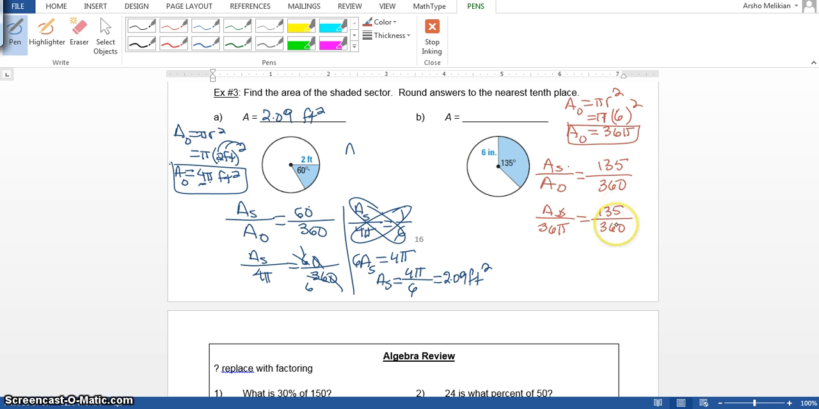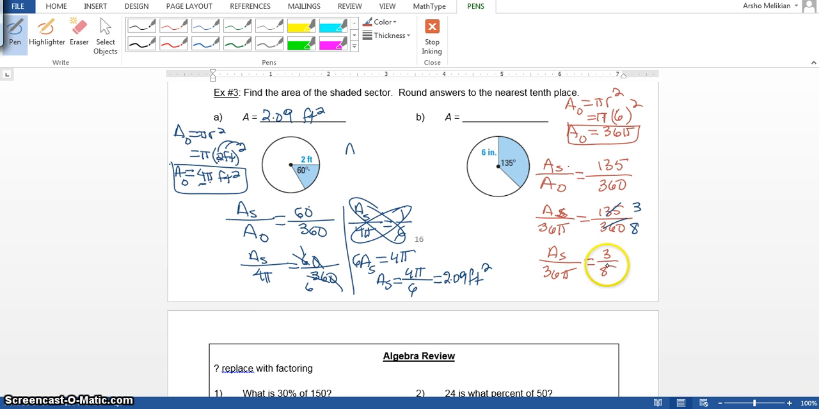This is area of the circle. We need to now simplify, reduce 135 over 360. And it turns out you can divide top and bottom by 45. And you get 3 here. And if you divide 360 by 45, you get 8. So what that gives me is area of the sector over 36 pi is 3 over 8.